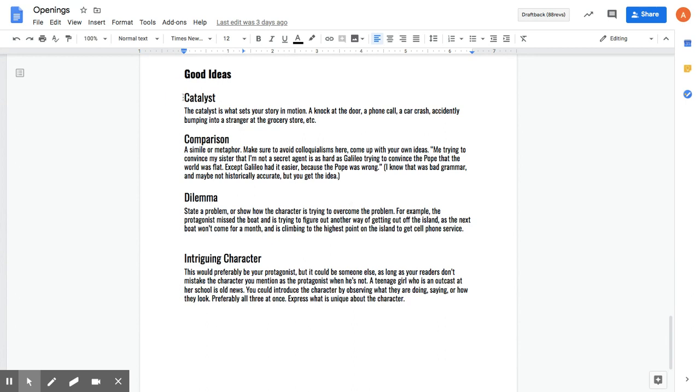A catalyst: something that sets your story off in motion. Motion is really, really smart. You want action as soon as it starts, because then we actually pay attention to what's happening. Knocks at the door, an accident, a conversation, something like that is a really good way to start. A comparison, a simile or a metaphor.